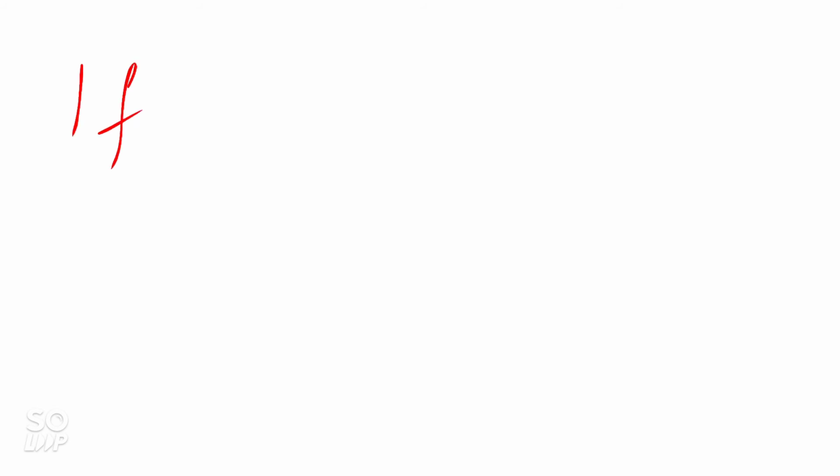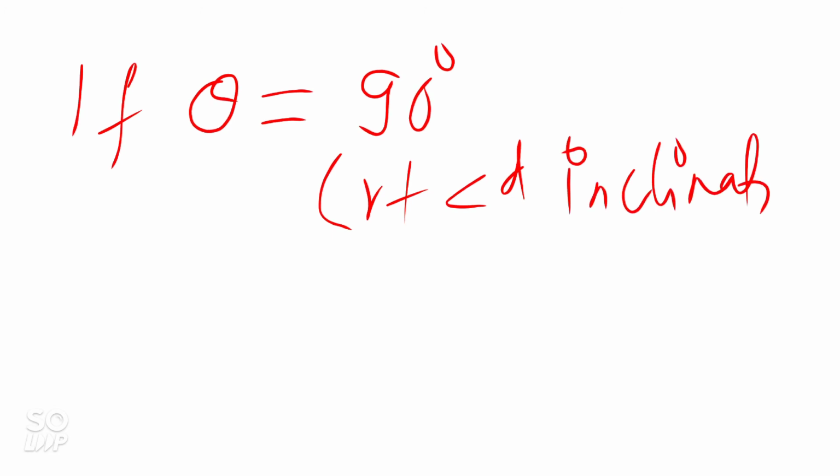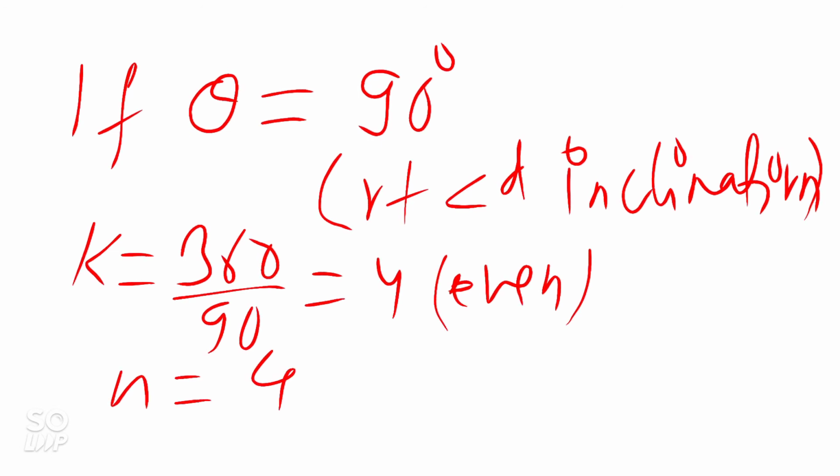Now if the angle between two plane mirrors is 90 degrees, that means two plane mirrors are kept at right angles to each other. This is the case of right angle inclination. Okay, this time k equals 360 divided by 90, which will give you 4. This is even. That means the number of images will be 4 minus 1, which equals 3.